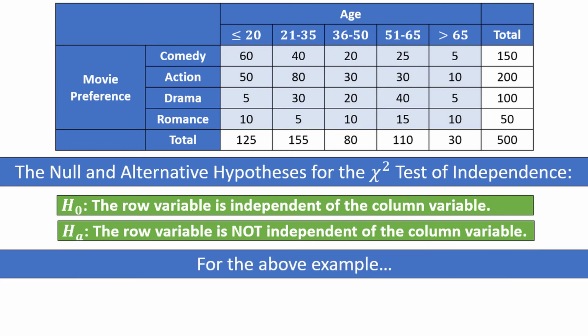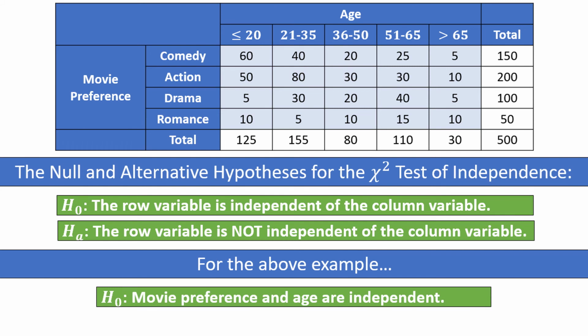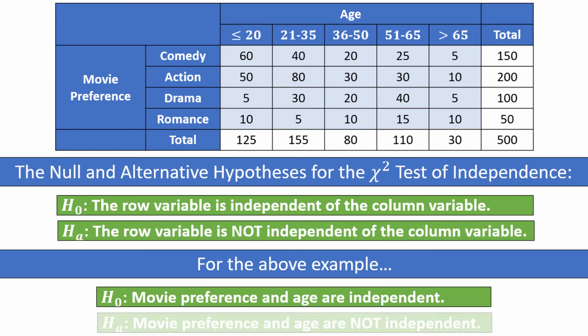So in our example, the null hypothesis is that movie preference and age are independent, and the alternative hypothesis is that movie preference and age are not independent.